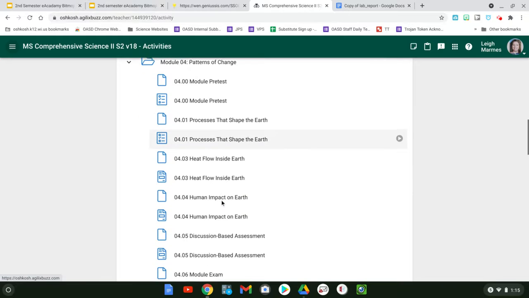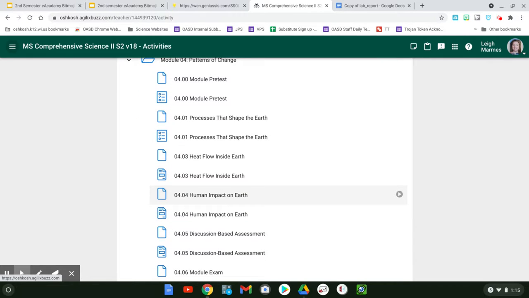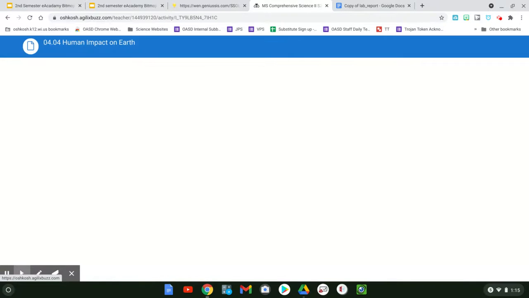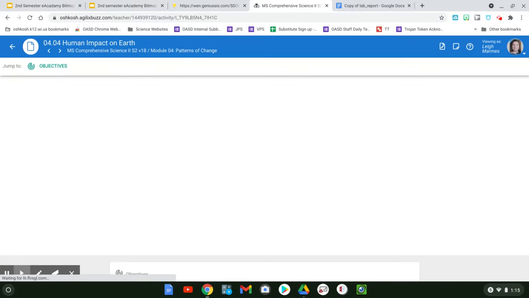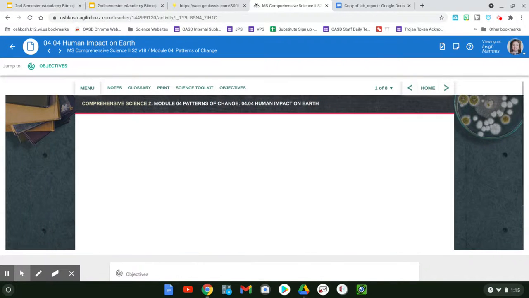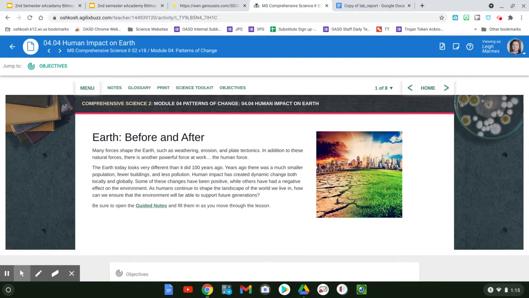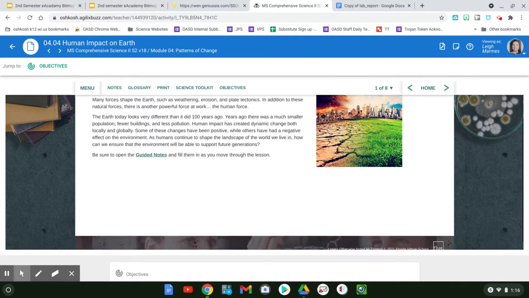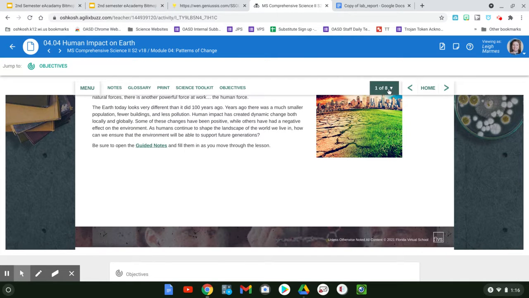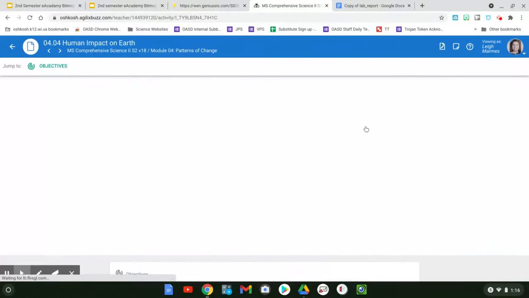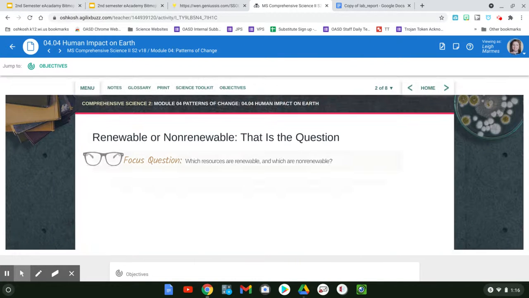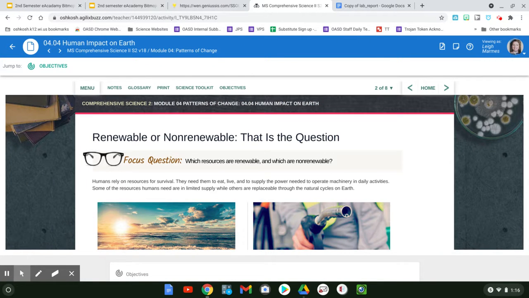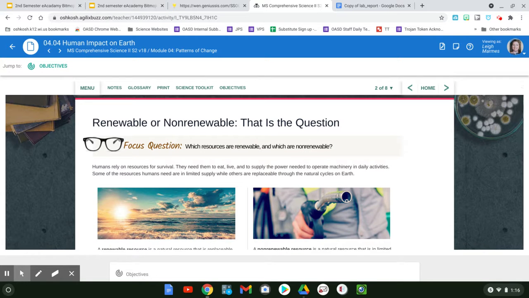So if you were to come down to human impact on Earth, we're going to talk about what we as humans are doing to our Earth, for good and for bad, right? So it's a great conversation and a good time to talk about this, okay? What is our impact and how did our Earth look 100 years ago? How is our Earth going to look in the future? Renewable versus non-renewable, that is the question. Which resources are renewable and which ones are non-renewable?